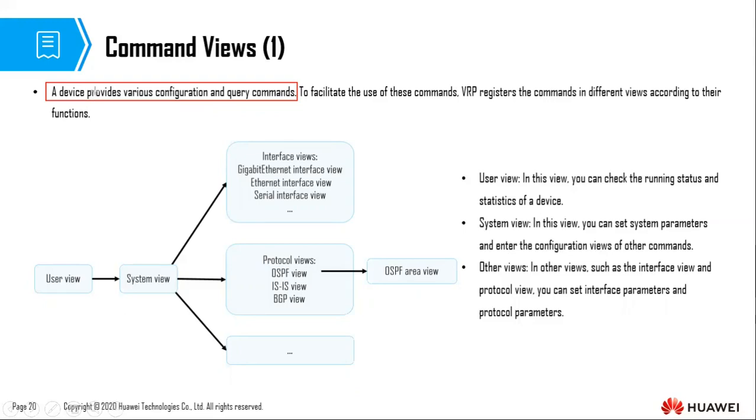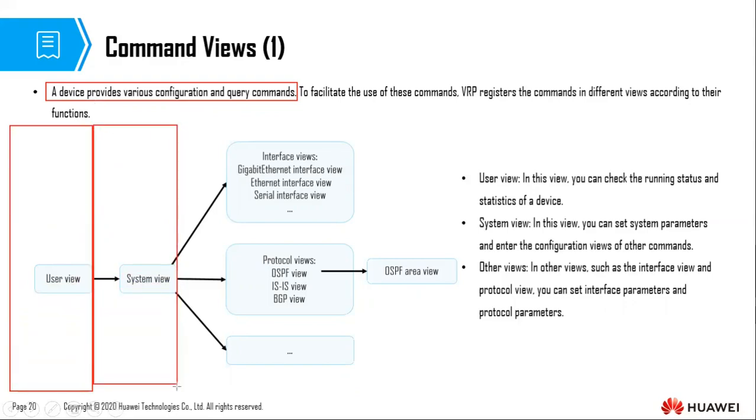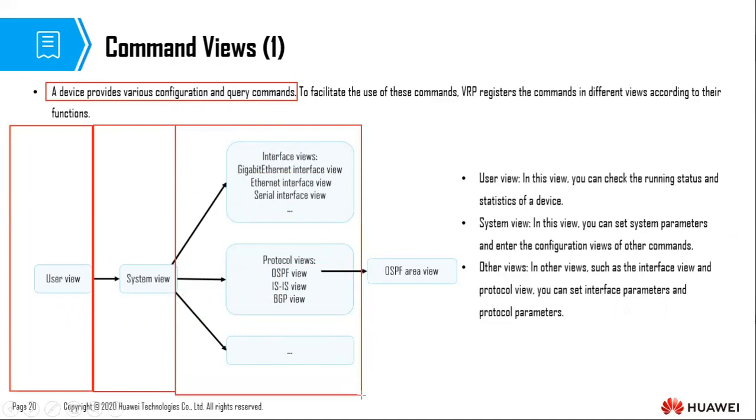Now, generally, you can think of it as three levels of views. The first level is called the user view. Then we have the system view. Then after the system view, we have the others. So by level, it means that when you log in to a device, by default, you start from the user view. So that is what you see, the user view.